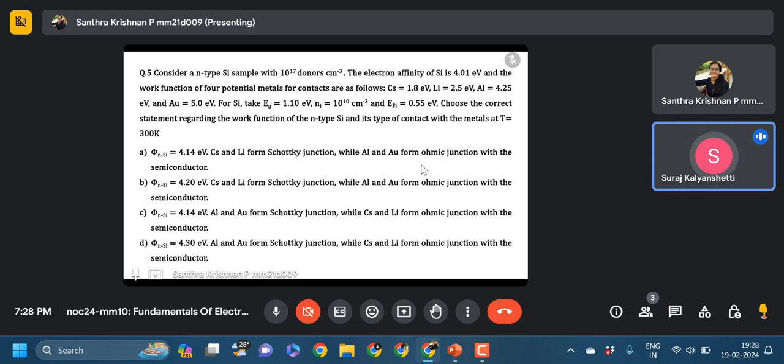Consider an N-type semiconductor with 10 raised to 17 donors per centimeter cube. The electron affinity of silicon is 4.01, and the work functions of the four potential metals for contacts are as follows. Choose the correct statement regarding the work function of the N-type silicon and its type of contact when the temperature T is equal to 300 Kelvin. Okay, got it.